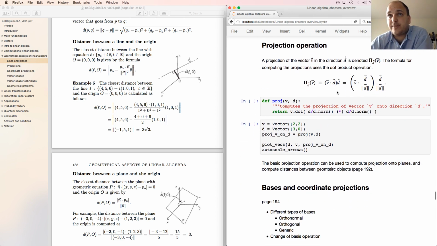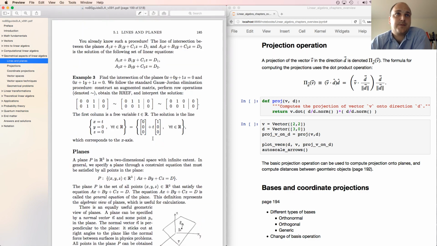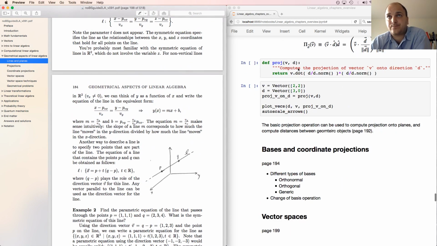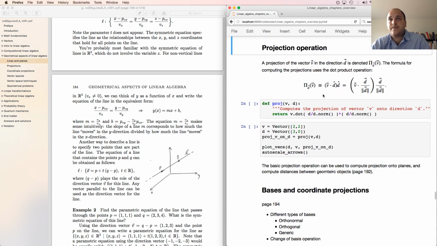The only operation I'll talk about is the projection. Projection is bread and butter, and it will come up several times in the book. So let's say you have some input vector V. You have some vector V and a direction D, and that's how you compute how much of the vector V is in the D direction. I have a picture coming shortly. So that's the general formula.